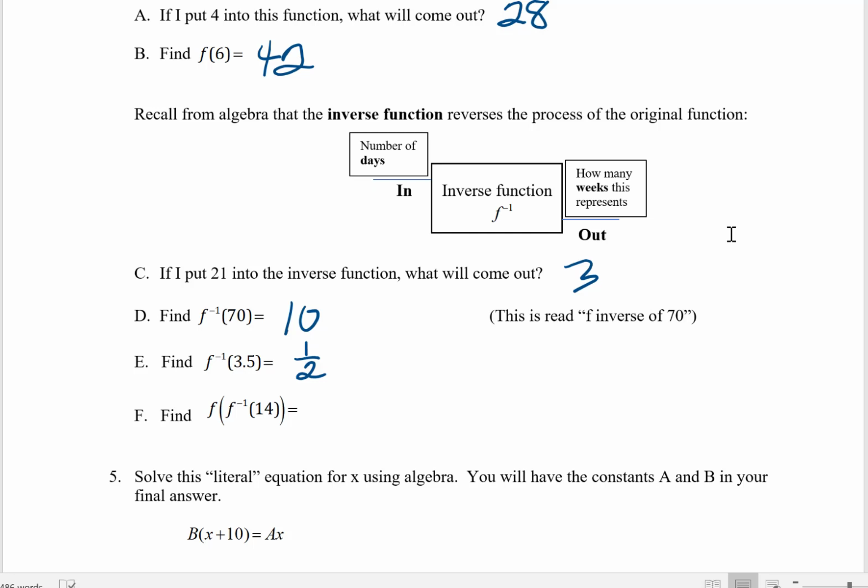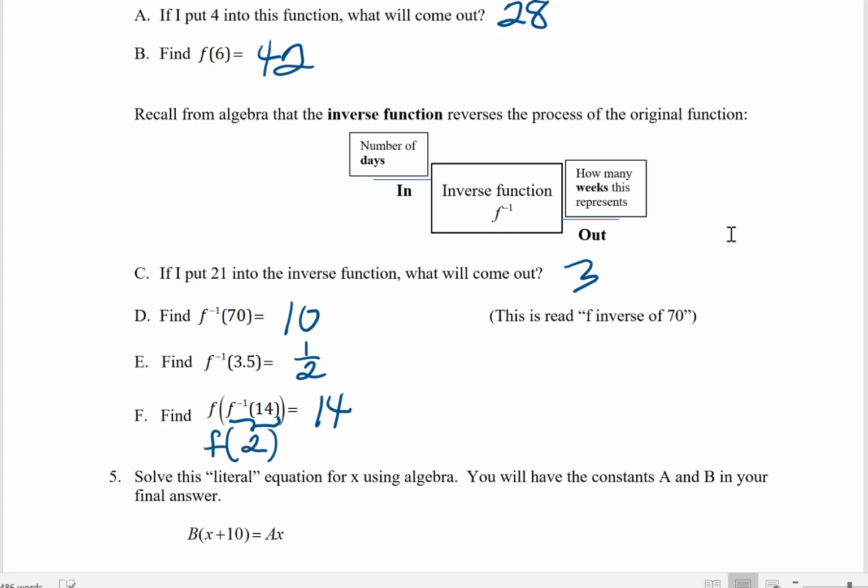And then letter F, I'll work it out in pieces. Take 14 and put it into the inverse function. So 14 days, put it in the inverse function. I'm going to get out 2 weeks. Then take that 2 and put it into the main function. Well, the main function was the one where we put in the weeks, 2 weeks, and we got out the days. Well, 2 weeks would be 14 days. So the final answer here to part F would be 14.